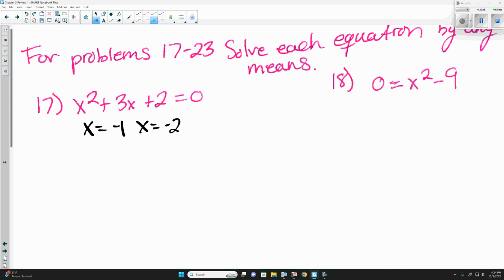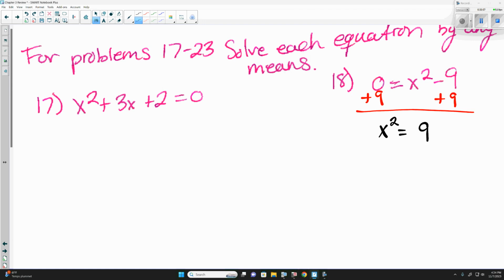The next one, we're going to solve by the square root method. The reason we know we can do it by the square root method is there is not a middle term. There is not an x. So what we can do is get our squared term by itself. And we do that first by adding 9 to both sides. Minus x squared is equal to 9.